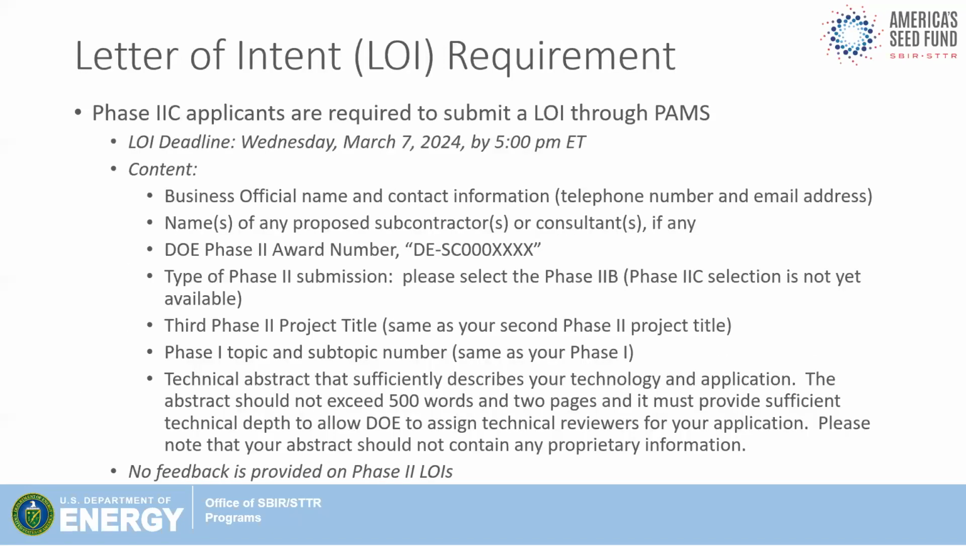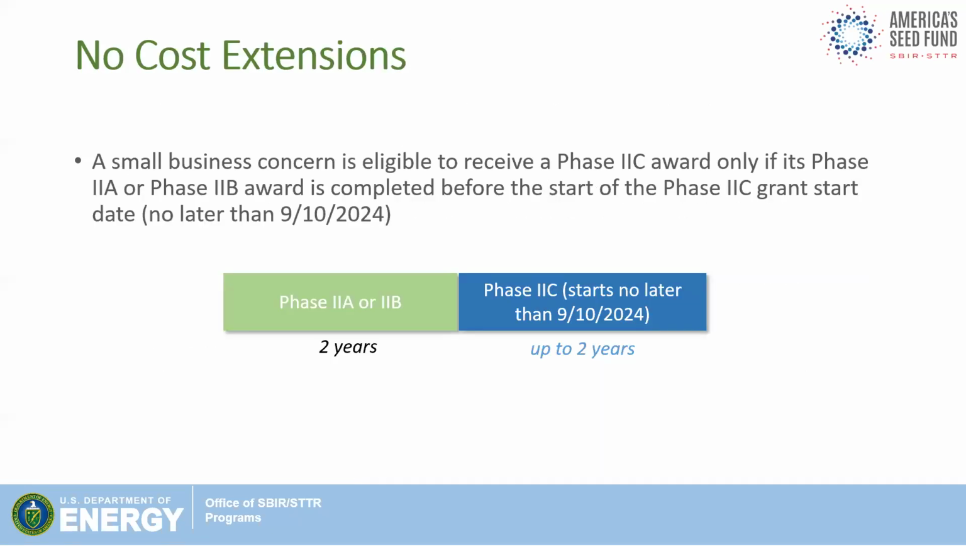Just like the phase 2A and 2B, you do need to submit a letter of intent. And we have the same concern about no cost extensions. Your phase 2C grant, if you apply for one, would start on September 10th. You cannot extend your 2A or 2B to go beyond that date.